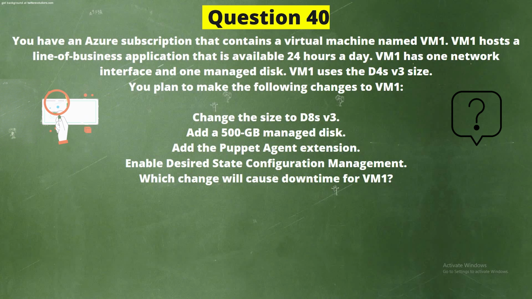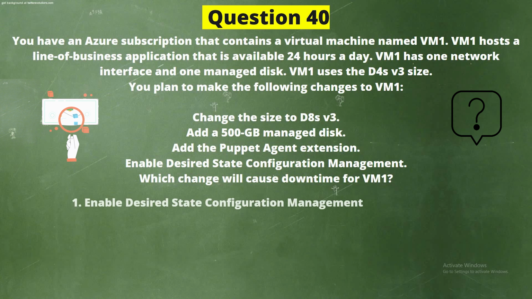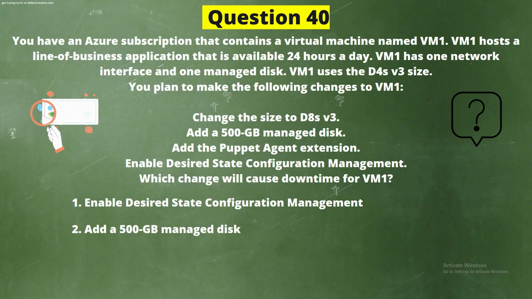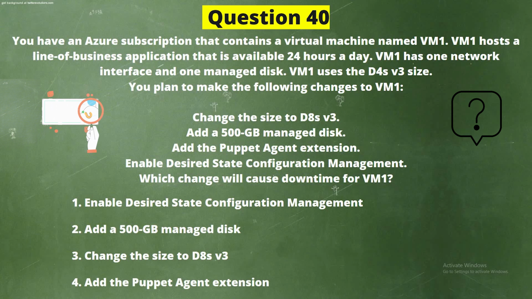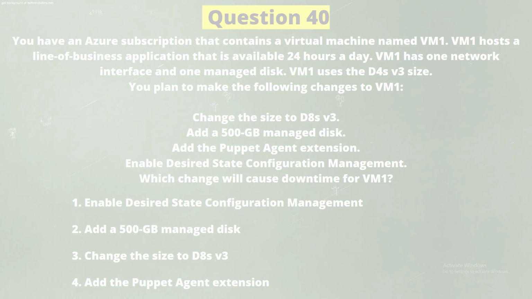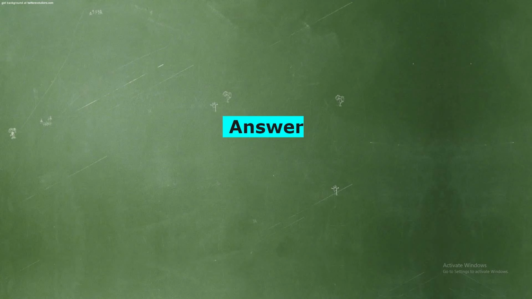Now, here are the options. Option 1, enable desired state configuration management. Option 2, add a 500 GB managed disk. Option 3, change the size to D8s v3. Option 4, add the Puppet Agent extension. And the right answer is option 3, change the size to D8s v3.